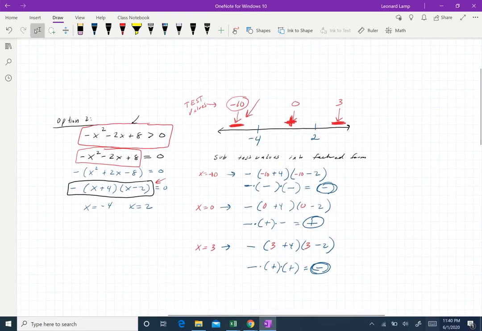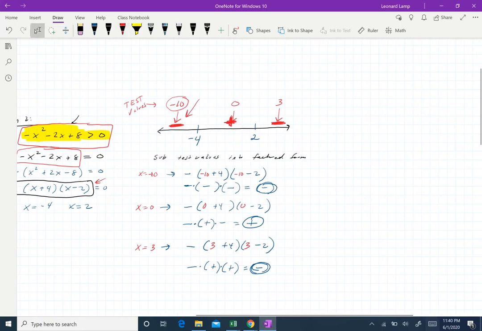Now, the thing that you have to remember about this is you have to go back to the original question. It's asking you, when is this greater than 0? So that means, okay, I must want the positive versions of this. So you would say from negative 4 to 2, and that would be your answer. Of course, that's what we had the last time too.